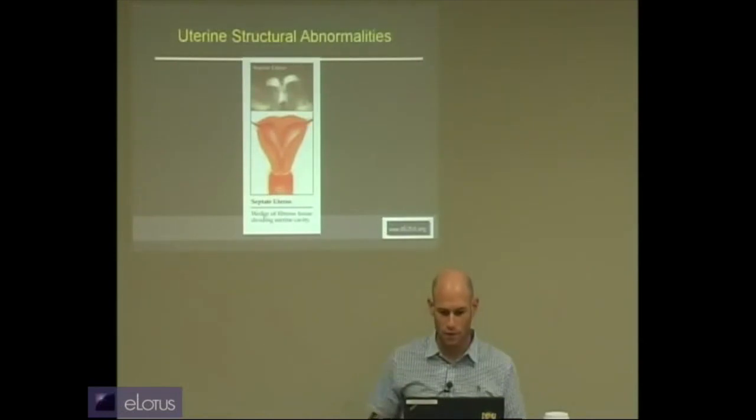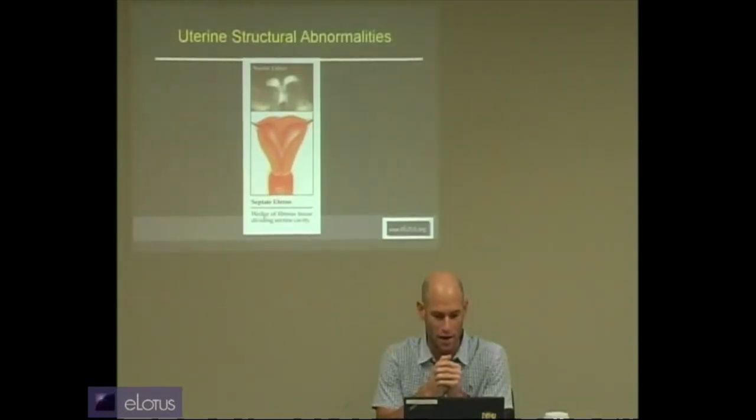Okay, so now that we kind of have an idea of what normal reproductive anatomy looks like, we can talk about some of the structural abnormalities that we all encounter in patients during practice. One of the more common ones that we see is something called a septate uterus, or when the uterine cavity has a septum within it.